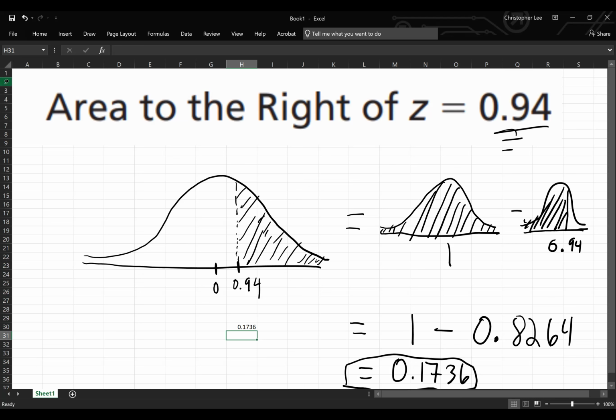Questions on this? From where did she get the 0.8264? From the chapter, what chapter? What page? The normal distribution.